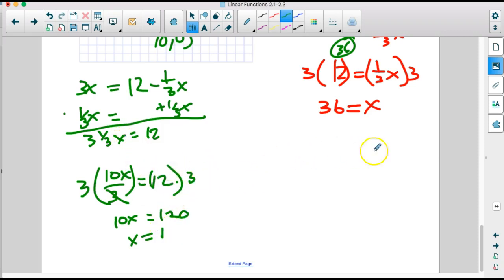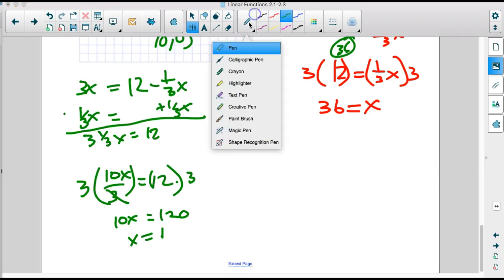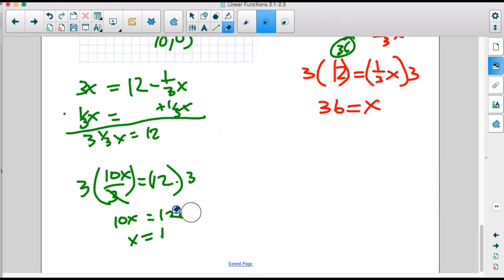36, sorry, not 120 here. Sorry, I made a mistake in calculations. 3 times 12 is not 120. 3 times 12 is 36. So x is going to be 3.6.